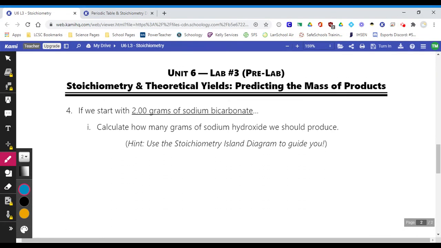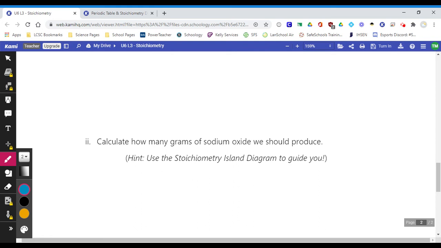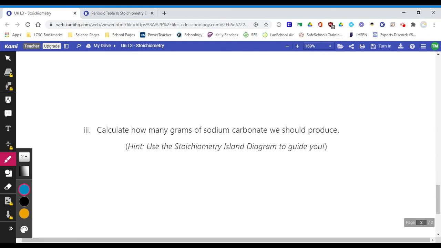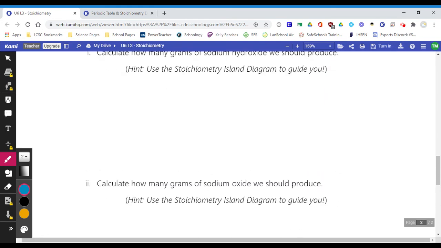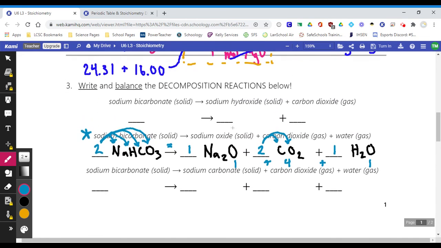So let's look here. If we start with 2.00 grams of sodium bicarbonate, we're going to use stoichiometry to figure out how many grams of sodium hydroxide we should make, how many grams of sodium oxide we should make, and how many grams of sodium carbonate we should make. These are basically the three possibilities of what we could make from these reactions: sodium hydroxide, sodium oxide, or sodium carbonate. Since we just did the sodium oxide reaction equation, we'll roll along with that.